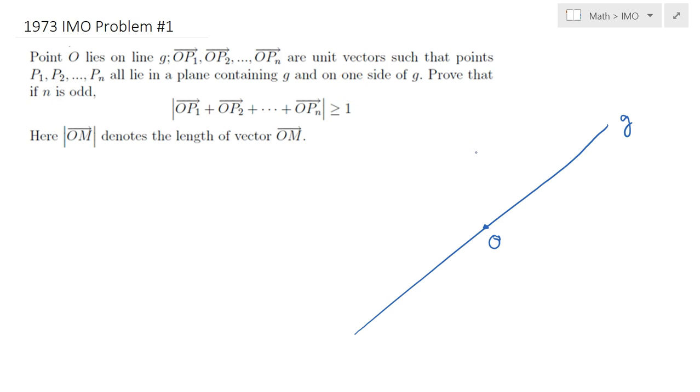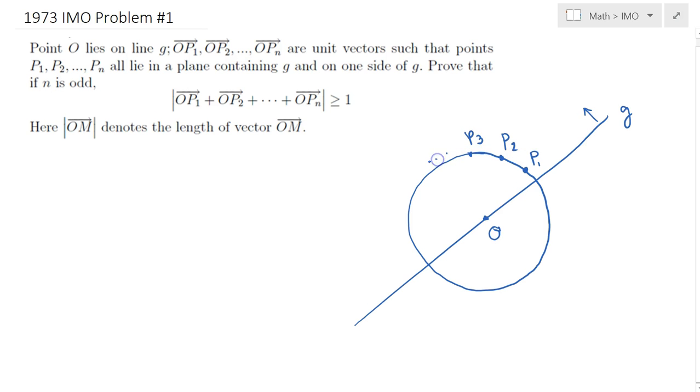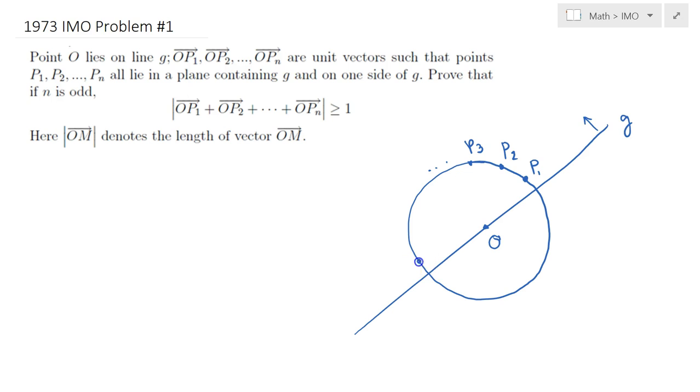So because all these vectors are unit vectors, let's first start by drawing the unit circle around the point O, and then let's assume that all the points P lie on this side of line G. So without loss of generality, I will just label the points in a counterclockwise manner. So I probably have P1, P2, and so on, P3, and we have P sub n points, so let's say P sub n minus 1. Some points might be closer to each other than some others, like this one for instance, and so on.